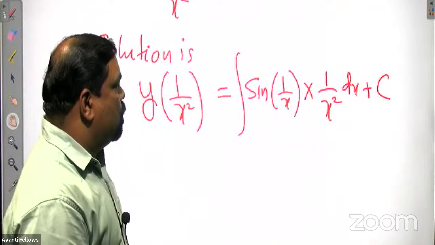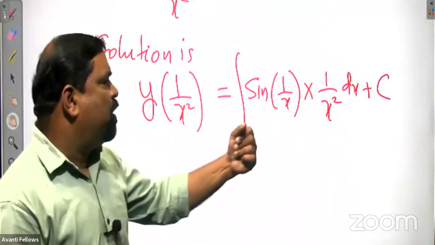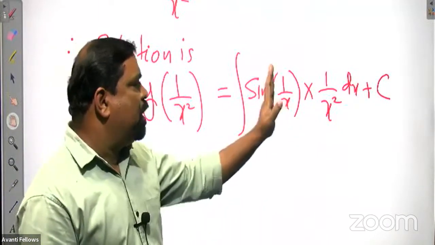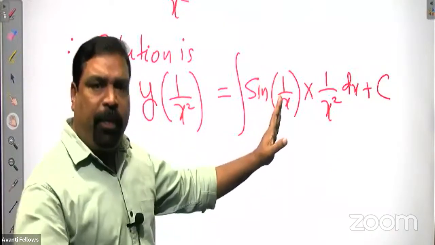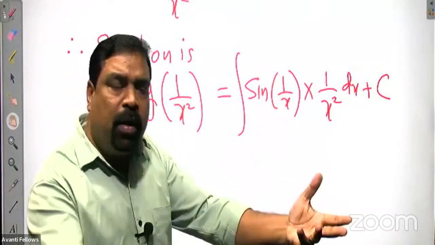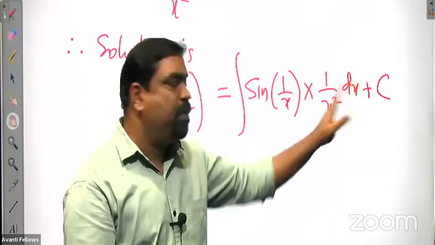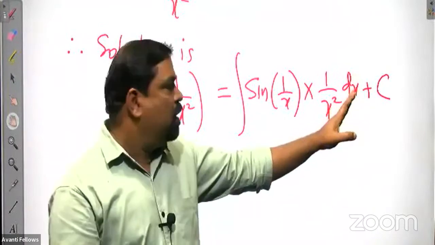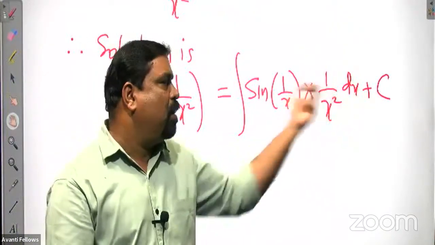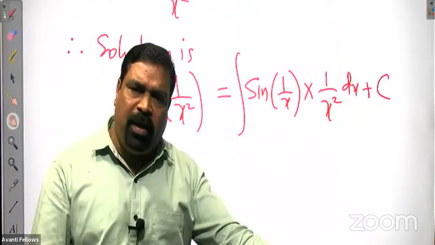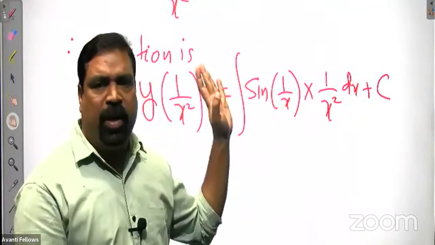Now we have to integrate. The integration is very simple. What is the method? You put 1 by x equal to t. Then the derivative of 1 by x is minus 1 by x square. So 1 by x square dx becomes minus dt. That means this reduces to sine t into minus dt. Integral of sine t is a very fundamental integral, everybody knows. So please write down and complete it.